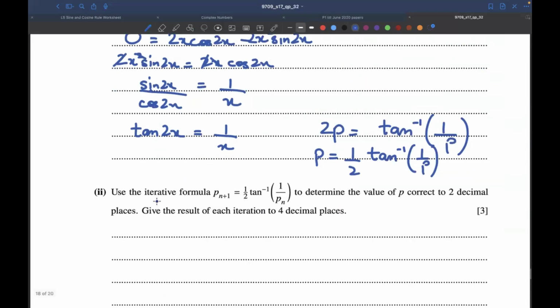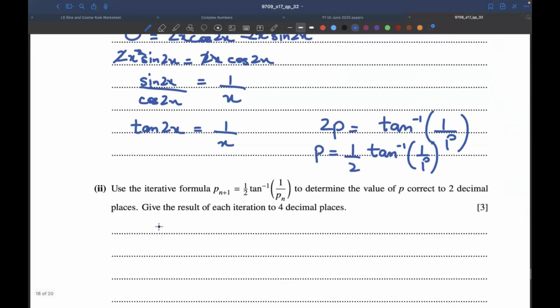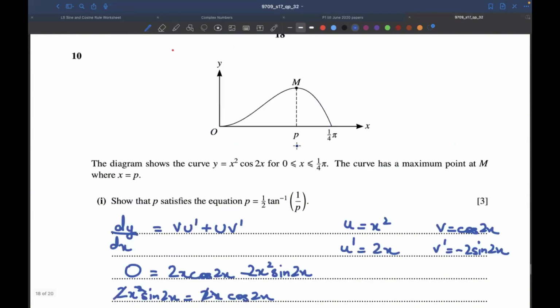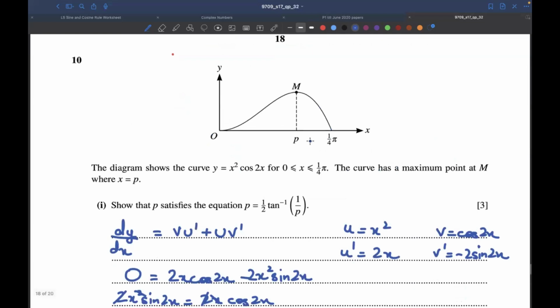Now in part 2, it says use the iterative formula to determine the value of p correct to 2 decimal places, give the result of each iteration to 4 decimal places. Now for this, we always need the initial value of p. So the initial value of p, we know that the value of p lies between 0 and 1 upon 4 pi. So 1 upon 4 pi is 3.142 upon 4. So this is more than 0.5. We can take any value. We can start off with 0.5 over here.